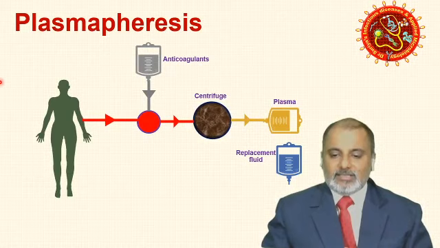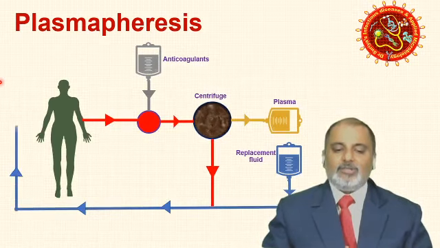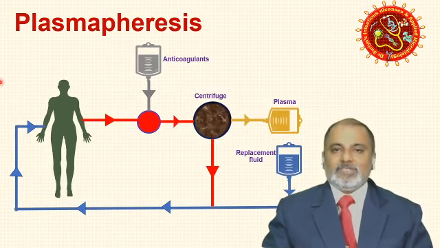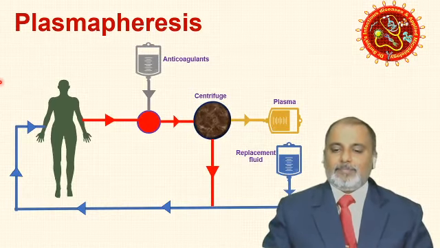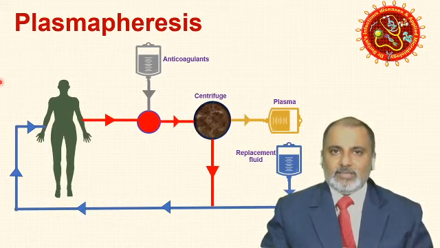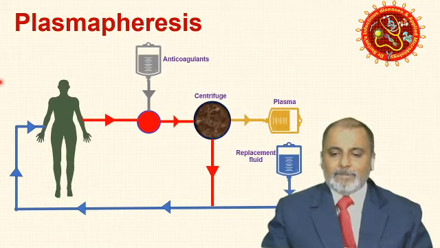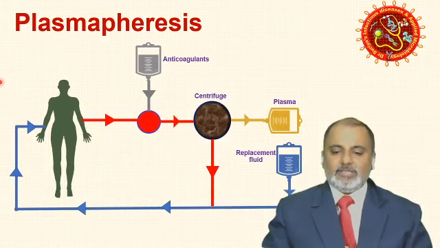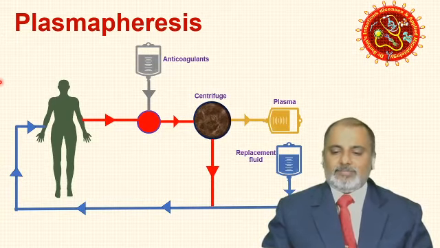So what happens next? We take replacement fluid along with the RBCs and it will re-enter the donor. So we are only separating the plasma part, not others. So this is the basic function of plasmapheresis or plasma collection. First we take the whole blood. With the help of the equipment, we separate and collect the plasma, and after that along with replacement fluid, we send back the RBC, everything to the donor.